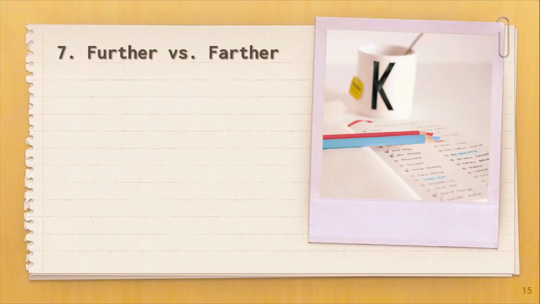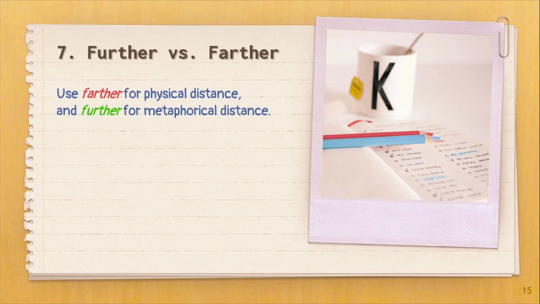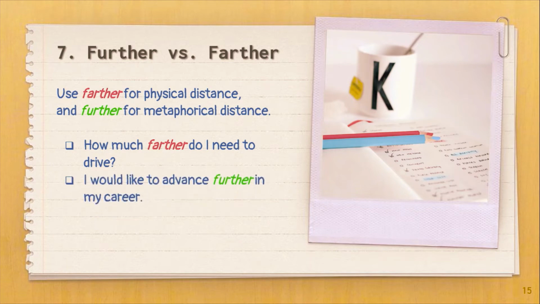Okay. The seventh grammatical error is further versus farther. When we say farther, it is for physical distance. When we say further, it is for metaphorical distance. Let's say, for example, here, how much farther do I need to drive? So it represents a physical distance. I would like to advance further in my career. So, as you can see, further represents metaphorical distance.